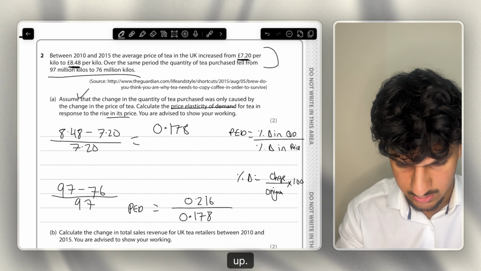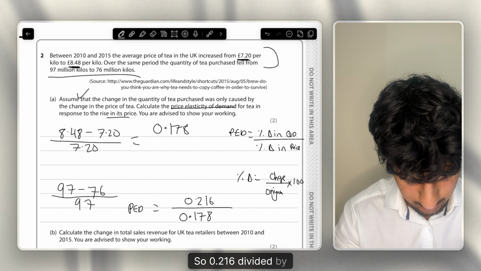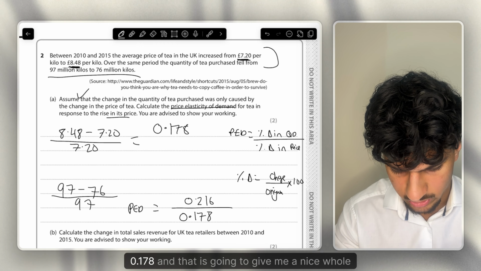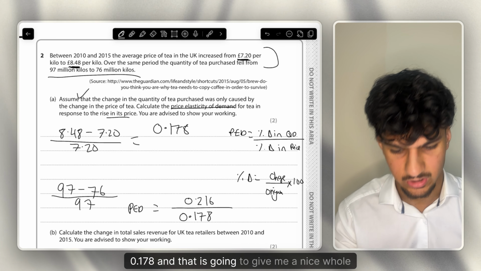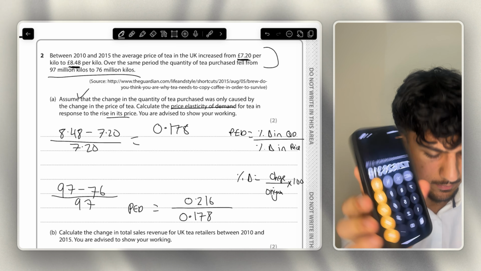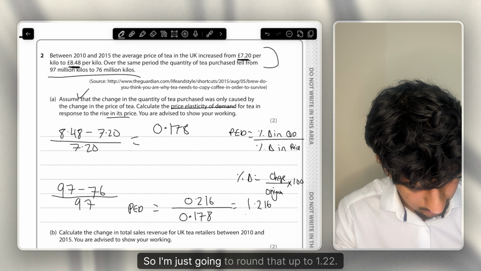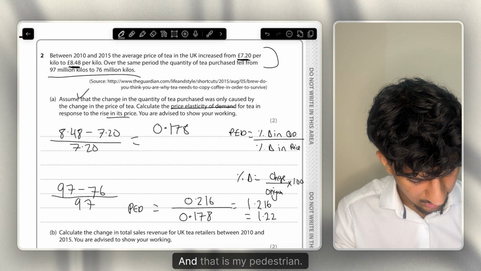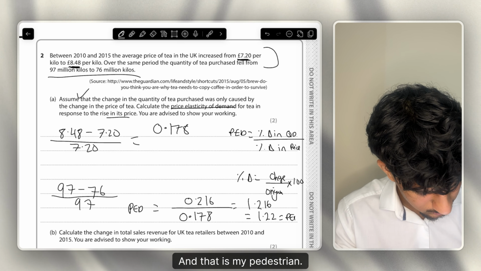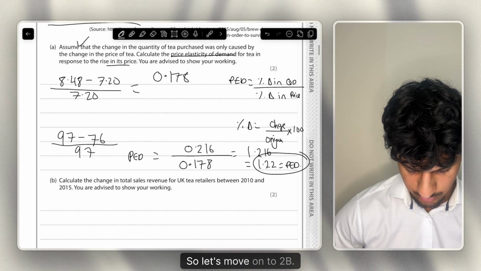So now this is my PED, and let's just divide them up. So 0.216 divided by 0.178 is going to give me a nice whole number value of 1.216. So I'm just going to round that up to 1.22, and that is my PED value. And that is 2A done, so let's move on to 2B.